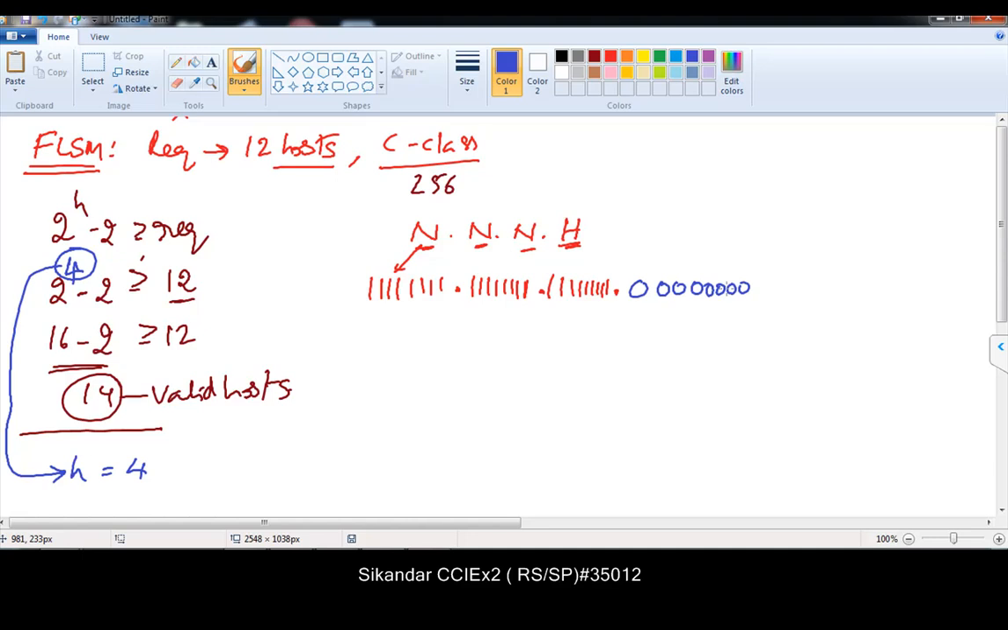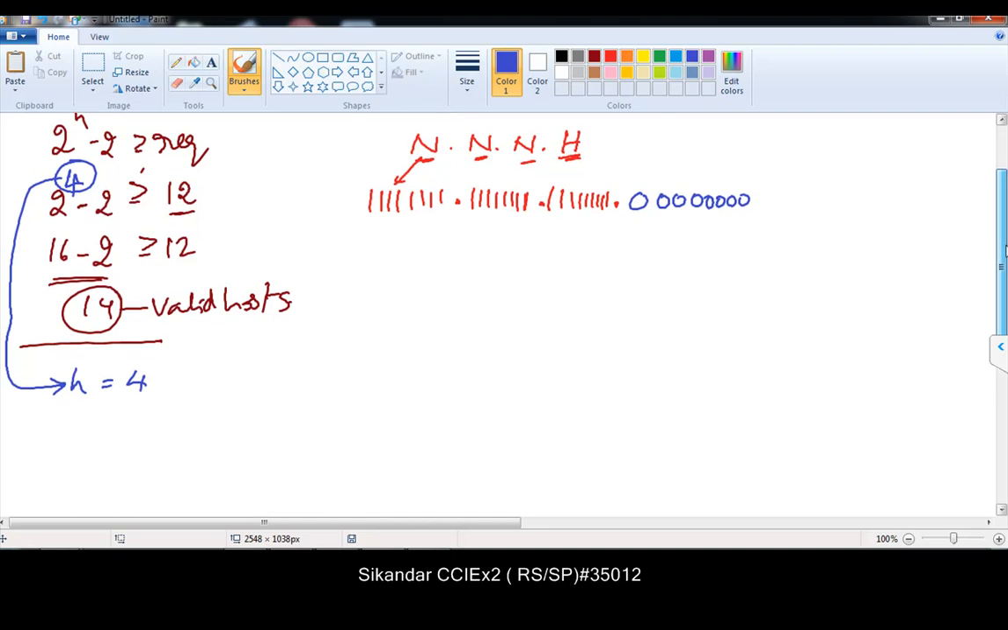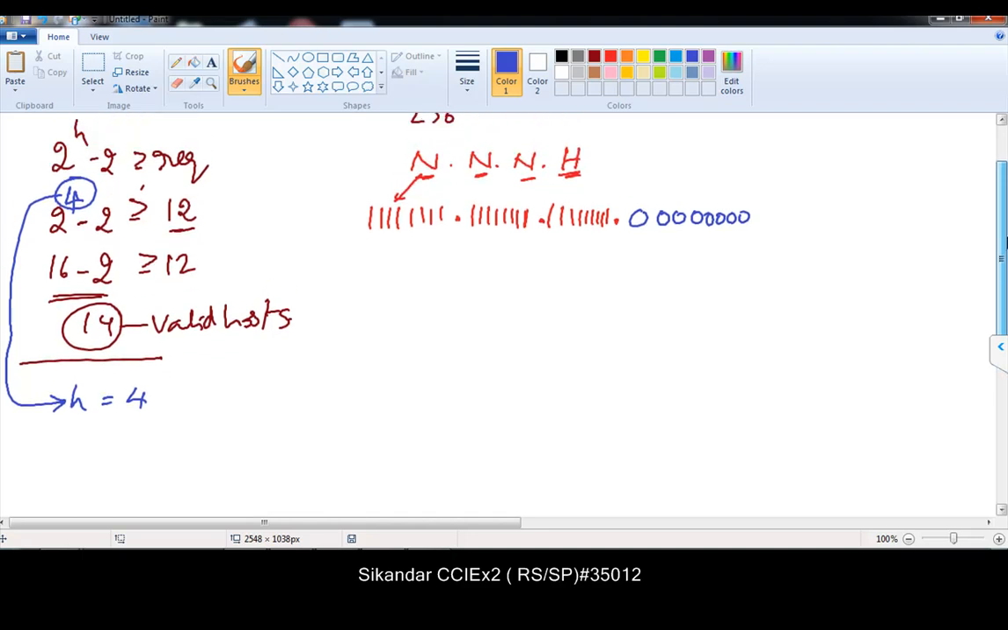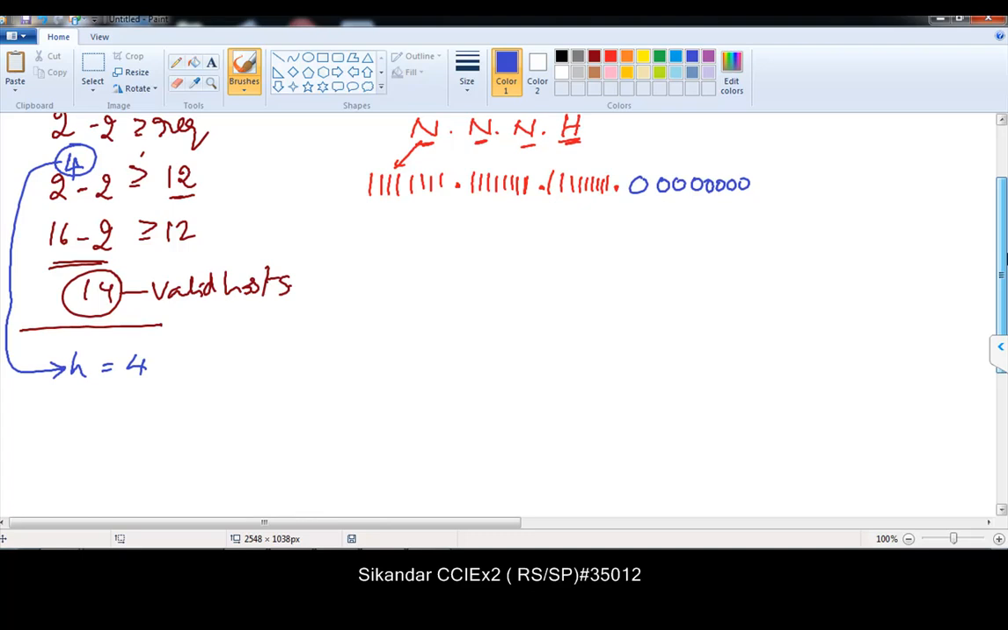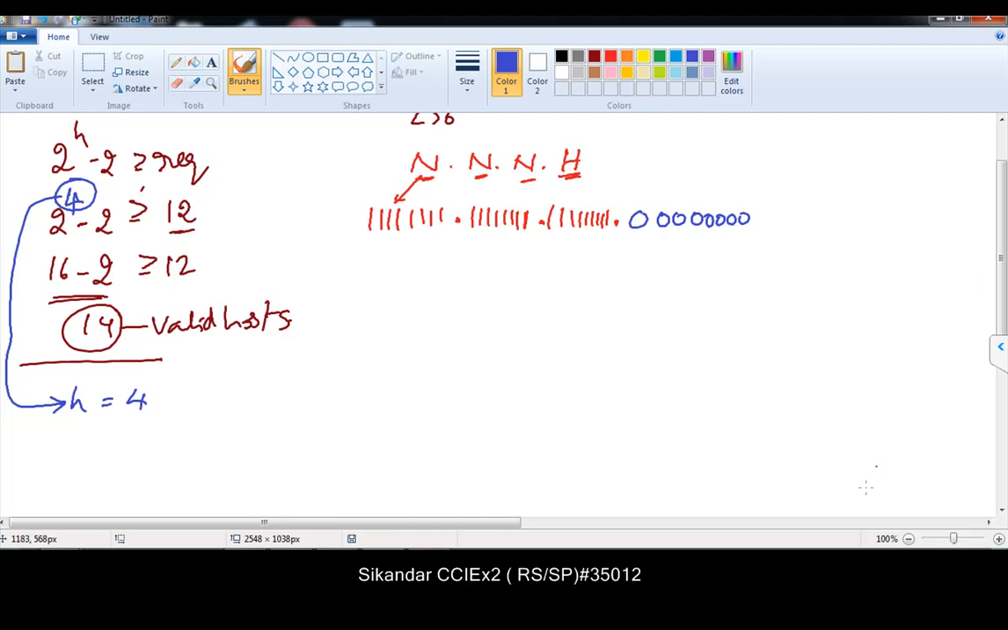Once you are comfortable with the subnetting calculations, we really don't need to write down each and every step. But here I'm writing so that we can have a good understanding of how the step-by-step calculation goes. Okay, so 8 host bits. Out of 8 host bits, I don't need 8 as per my requirement.